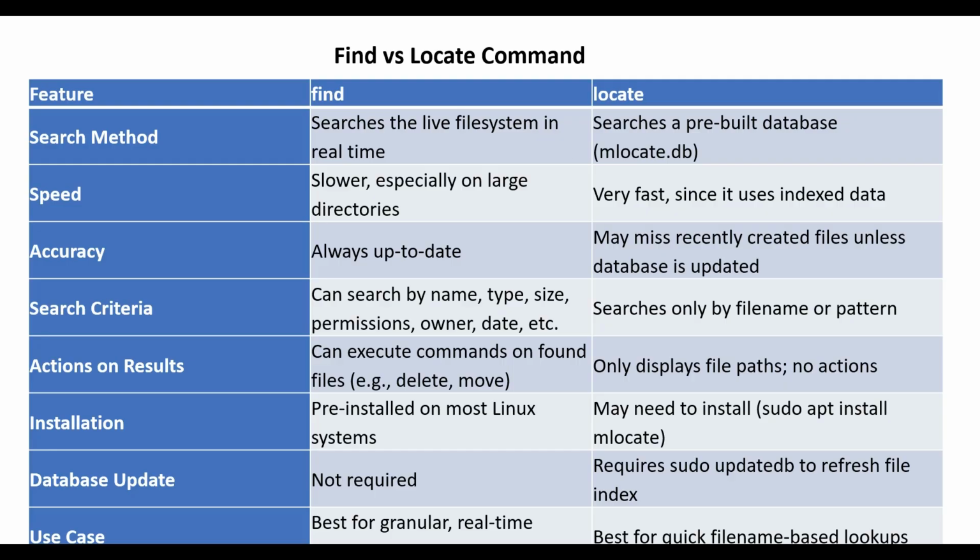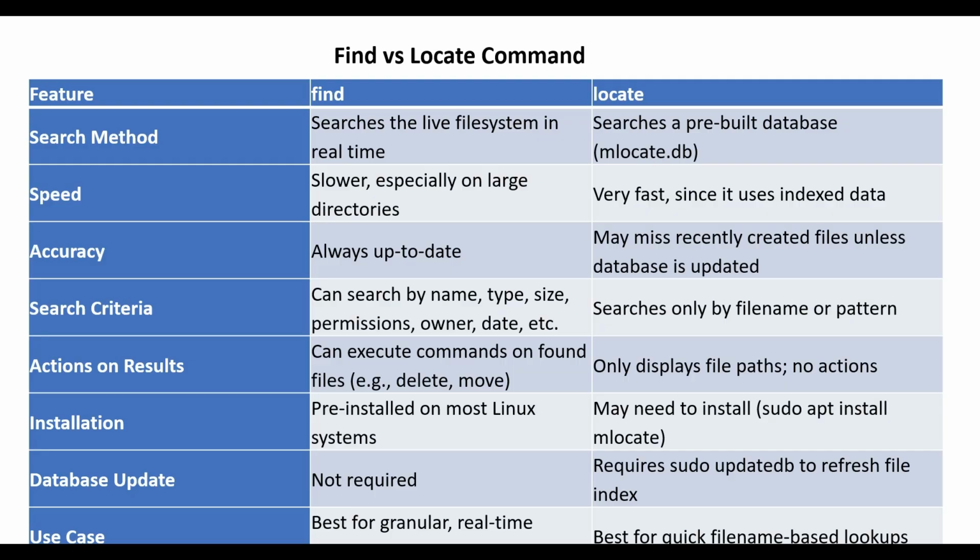So each and every time, you have to update the database here. But for the find command, you no need to update anything. Speed-wise, locate is very fast. Why? Because whenever you run the locate command, it doesn't have to search all the systems or the path you are giving. Directly it will check the mlocate.db and give you the result.